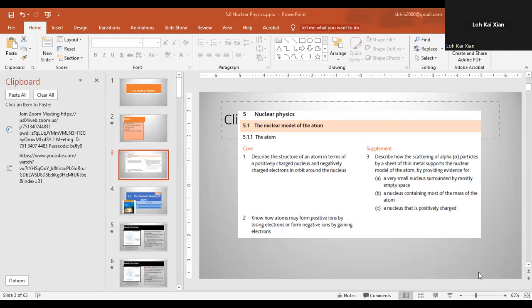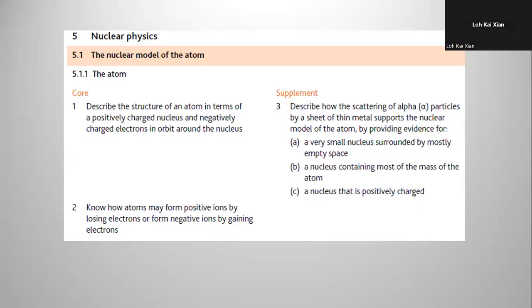So this is the syllabus. You're supposed to describe the structure of the atom in terms of positive charged nucleus, negatively charged electron in orbit around the nucleus. Know how atoms may form positive ions by losing electron or form negative ions by gaining electron.